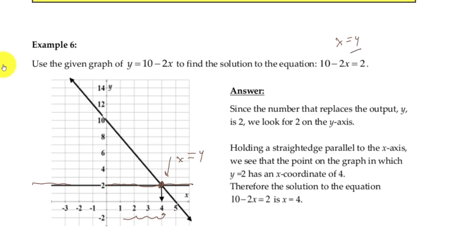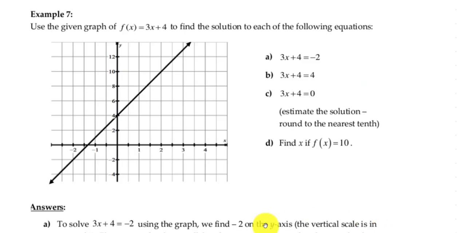If I want to check my work, I could substitute 4 in and see, does it actually work? So negative 2 times 4 is negative 8. And you can see it does work, right? 10 minus 8 is 2, which equals 2. So it worked, okay? Let's practice a few of these.